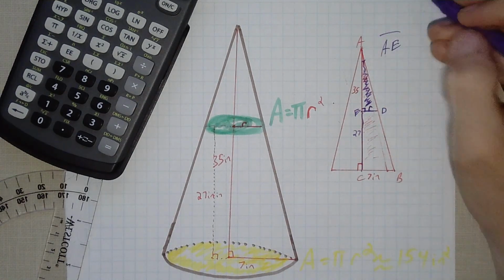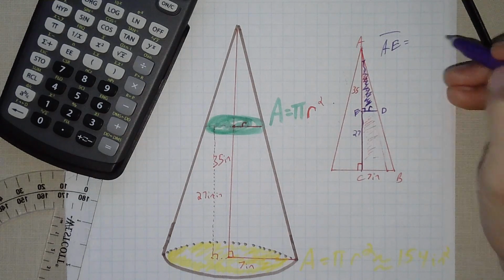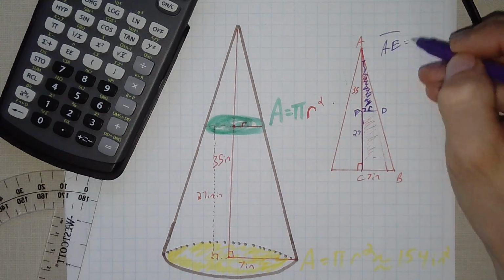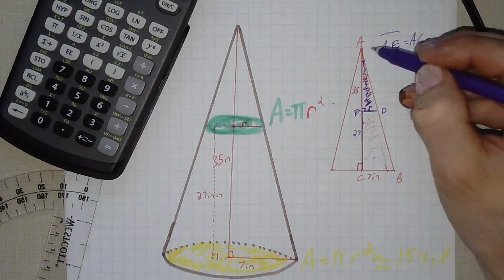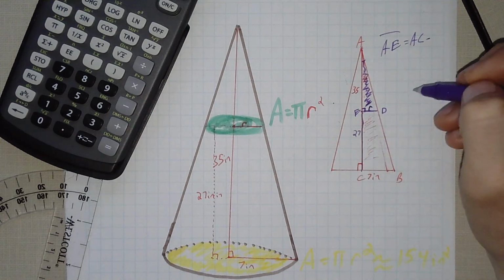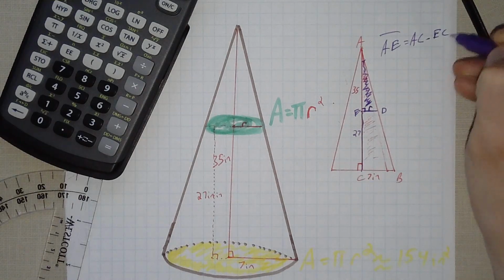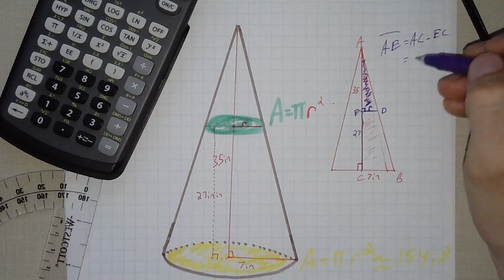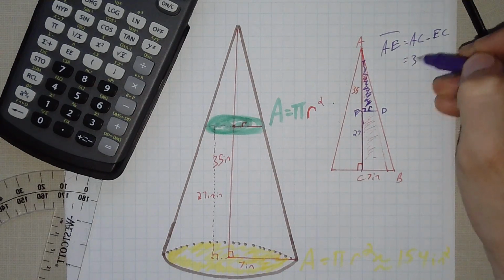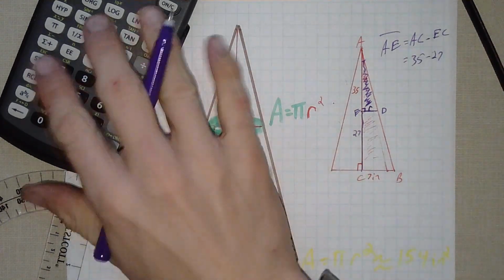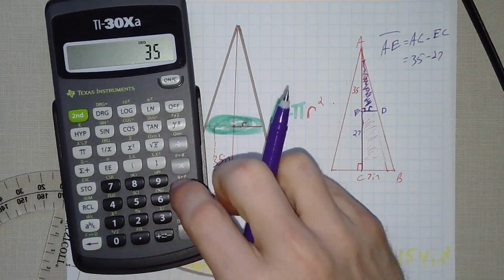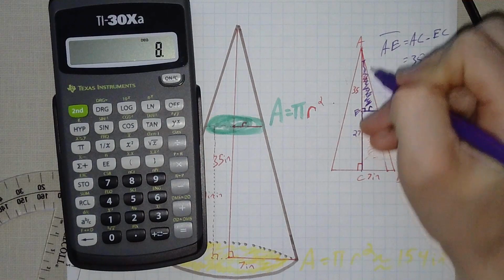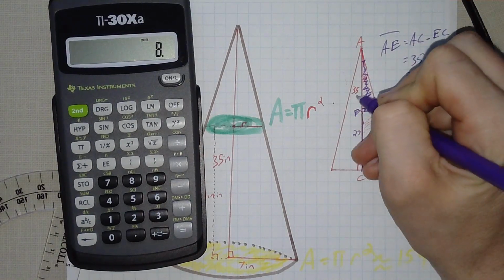And AE is going to be equal to AC minus EC, which is 35 minus 27. So 35 minus 27 equals 8. So this line here, AE, is 8.